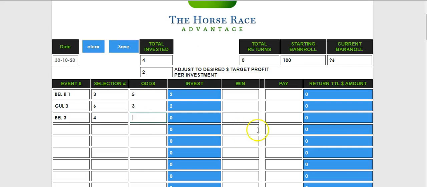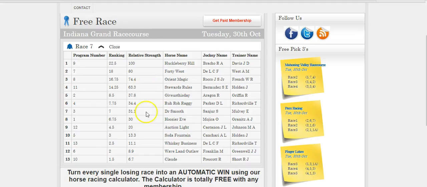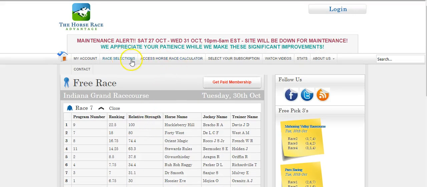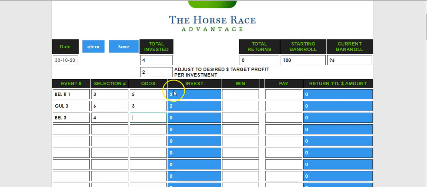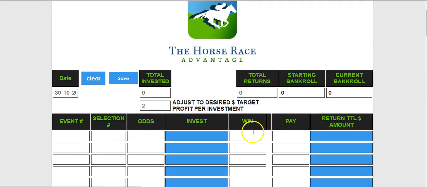So we hope this has been informative. Stay tuned. Look at the other videos of how to use place betting with the horse racing advantage calculator, and certainly we're going to show you how to use dual bets on one specific race on a specific horse to win. Now, again, you access the calculator here once you're a paid premium member. You click on race selections, you access the calculator here, and it will open in a separate page for you, and you can use it as you please. Whenever you finish, you can save or you can clear, and certainly it goes back to zero.